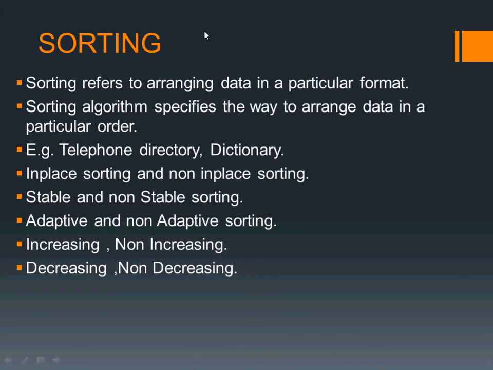So, sorting. Sorting refers to arranging your data in a particular format, maybe incrementing, decrementing, some mathematical formulas, whatever it is, it's arranged in a particular format. The sorting algorithm specifies the way to arrange data in a particular order. For example, telephonic directory and dictionary.